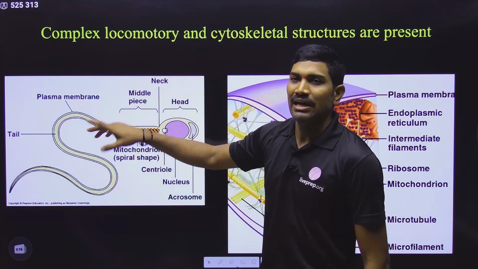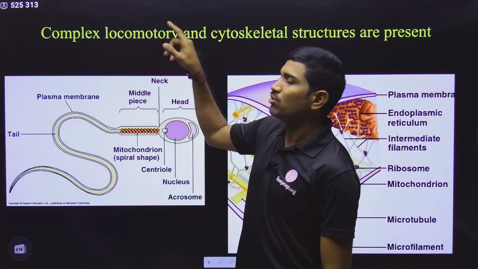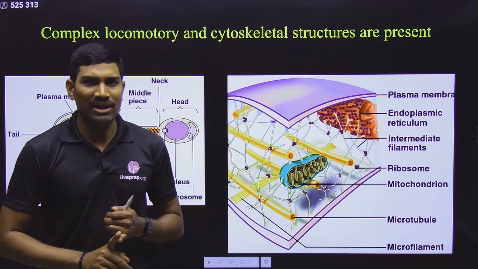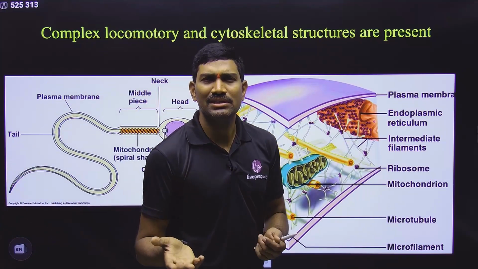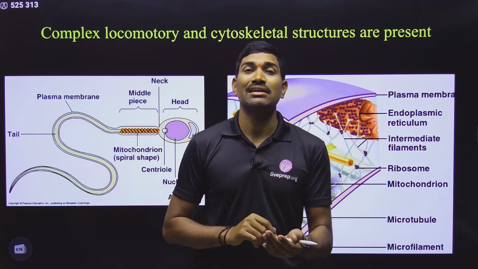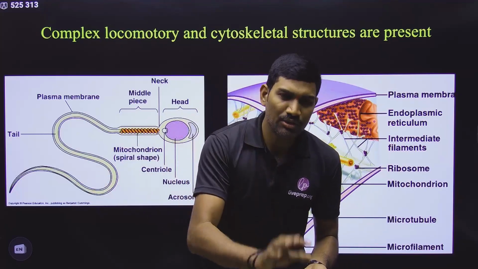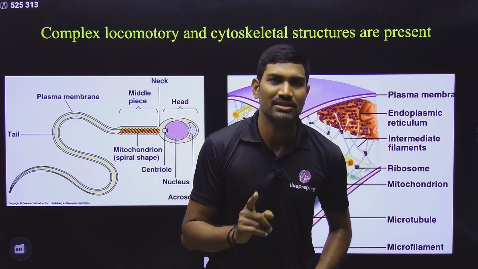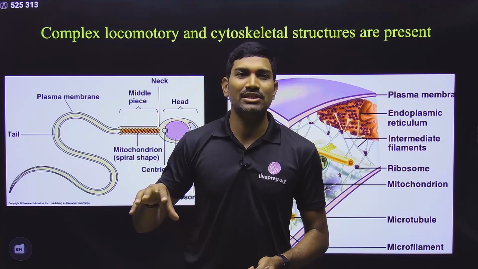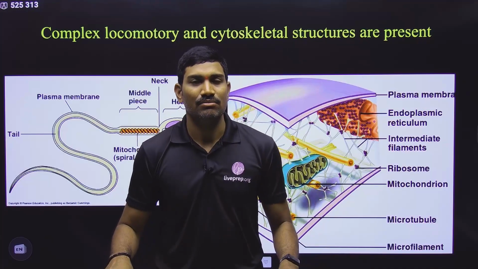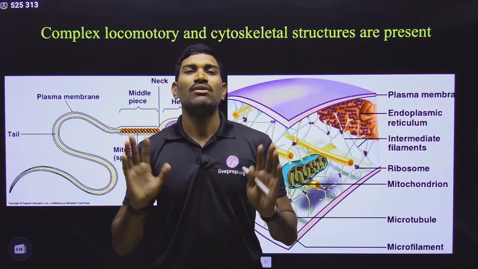And why are they saying that they are complex locomotory structures? Please observe carefully here. If you are talking about the flagella, flagella are present in both prokaryotes and eukaryotes. But what about the cilia? Cilia are present only in the eukaryotes. Cilia are not present in prokaryotes. Very, very important sentence. Many students are not observing this particular sentence. So observe carefully. Prokaryotes do not have cilia, but both prokaryotes and eukaryotes have flagella.